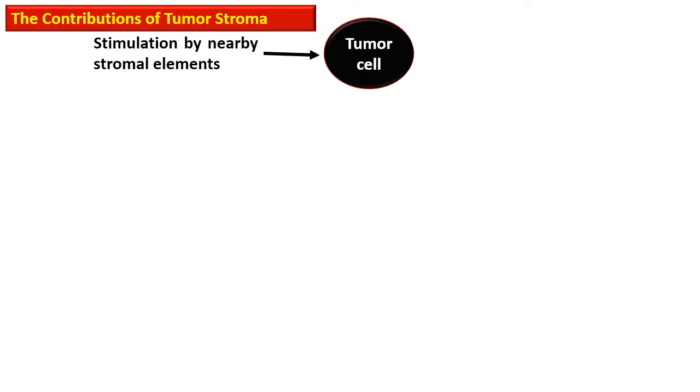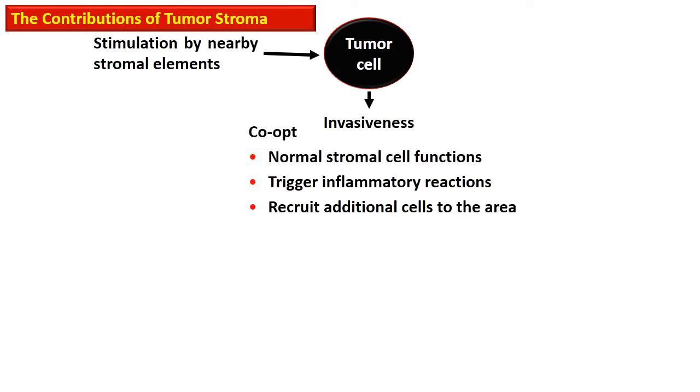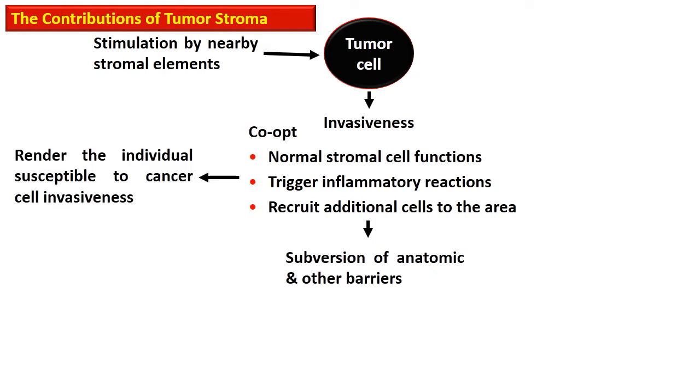The tumor cells are stimulated by nearby stromal elements, and they are responsible for the invasiveness of the tumor cells. In addition, they co-opt the function of normal stromal cells, trigger an inflammatory reaction, and also recruit additional cells to that area, and hence they break the barriers present in that environment, and a tumor cell becomes an invasive cell.